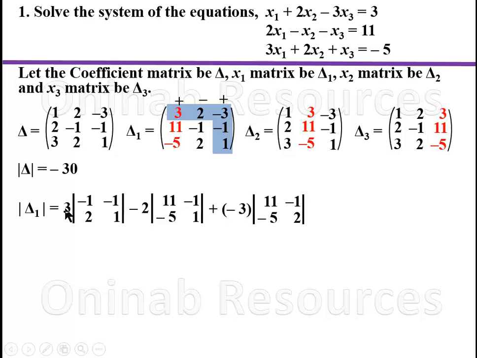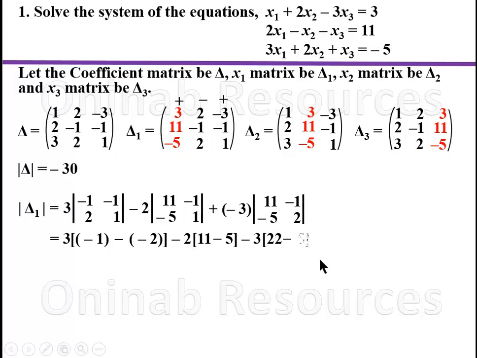So the first element outside here is 3. We have the elements outside here to be 3. -1 times 1 gives -1, minus 2 times -1 gives -2. So we go to the middle. We have -2 outside the determinant. So we have 11 times 1 gives 11. Minus -5 times -1 gives +5. So there we are done. Positive negative gives negative. So we have -3 there. 11 times 2 gives 22. Minus -5 times -1 gives +5.